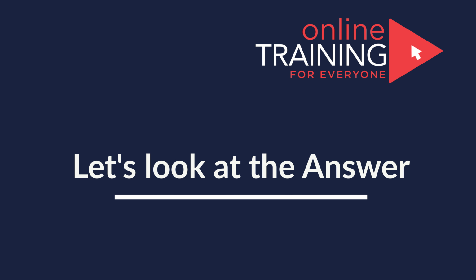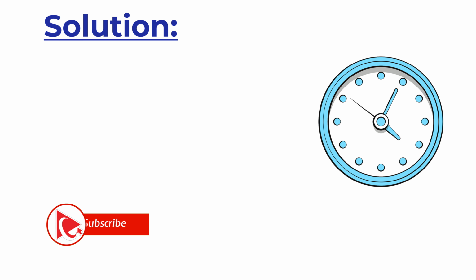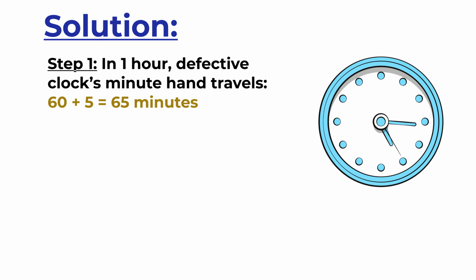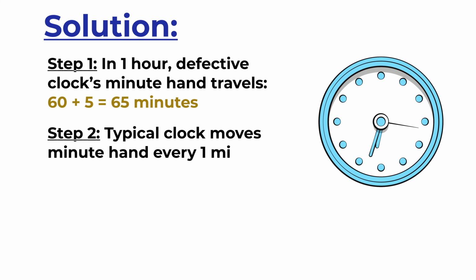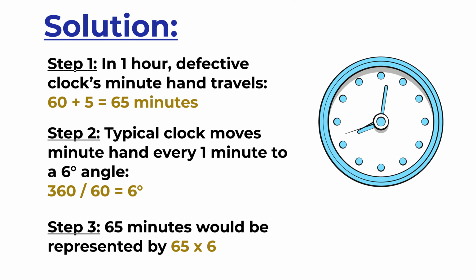To solve this challenge, we need to emphasize the fact that the defective clock gains 5 minutes every hour, which means that in 1 hour, the defective clock's minute hand travels 65 minutes, which is calculated as 60 minutes for 1 hour plus 5 extra minutes. A typical clock moves the minute hand every 1 minute, and it moves it 6 degrees, which is calculated as 360 degrees divided by 60 minutes, which equals 6 degrees. Which means that the 65-minute angle would be represented by 65 multiplied by 6, which would be equal to a 390-degree angle.